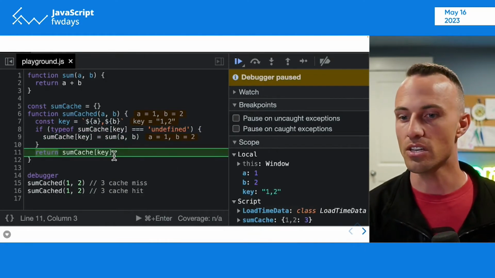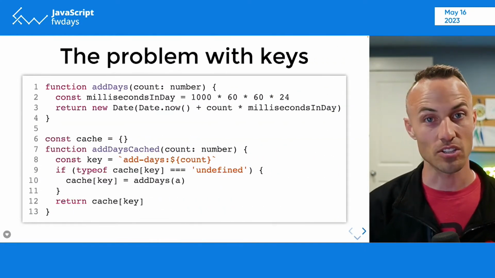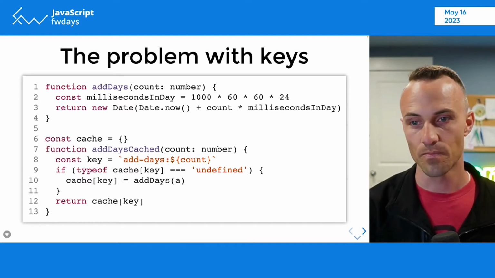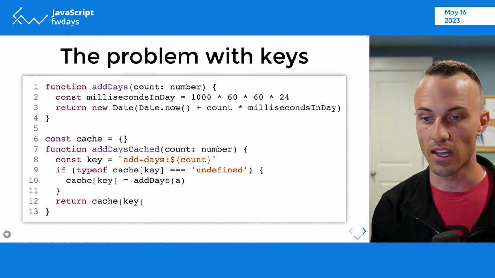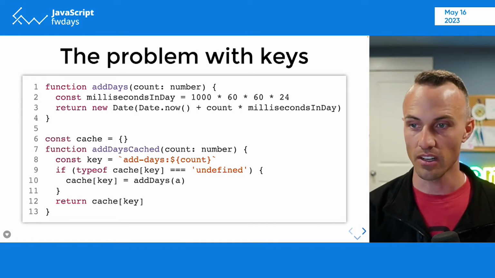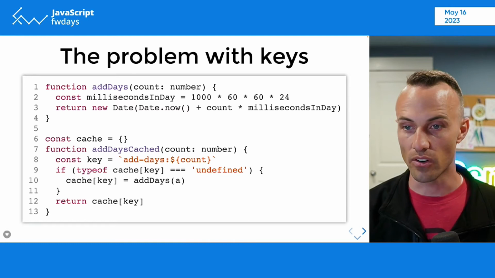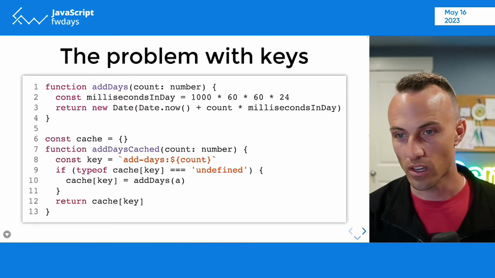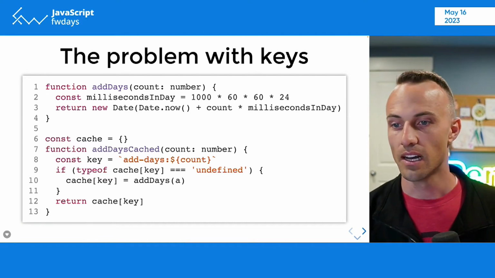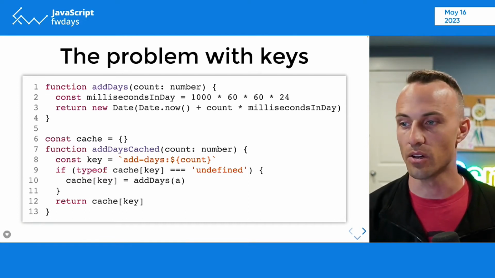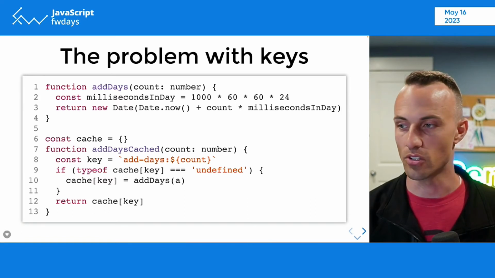So there are a couple of interesting implications here. Let's first talk about the problem with keys. I want you to play a little game with me. We've got this add days function where you can provide the number of days, and then we compute some time into the future from today. So we create a new date from that number of days into the future.